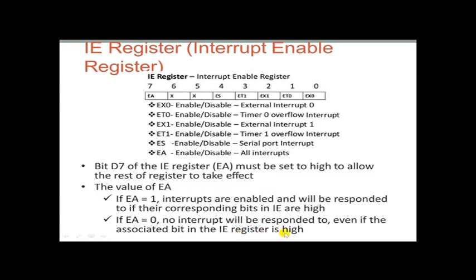If EA is equal to 0, no interrupt will be responded to, even if the associated bit in the IE register is high. Again I'll repeat, if EA, that is all interrupts, is 1, the interrupts are enabled. If it is 0, no interrupts are responded to, which means they are disabled.